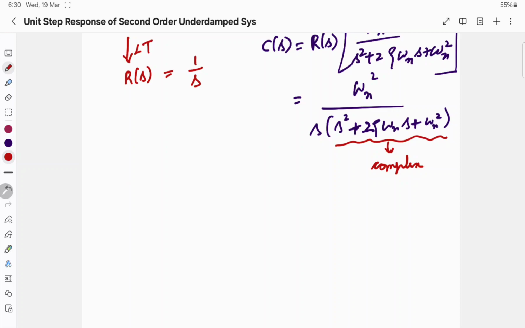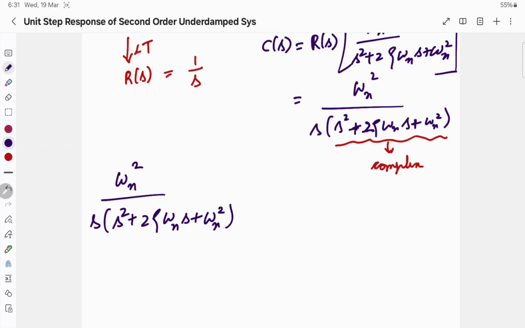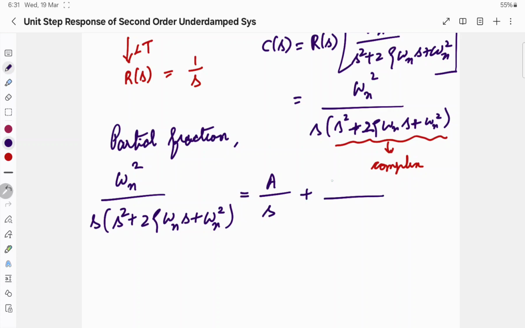If you take partial fractions, you can write omega n square divided by s times (s square plus 2 zeta omega n s plus omega n square) as follows. One of the terms is real, that is A by s. The other two roots are complex, so in the numerator I can put Bs plus C divided by s square plus 2 zeta omega n s plus omega n square. Now solve for A, B, C.